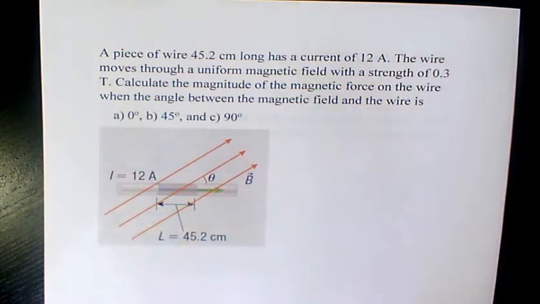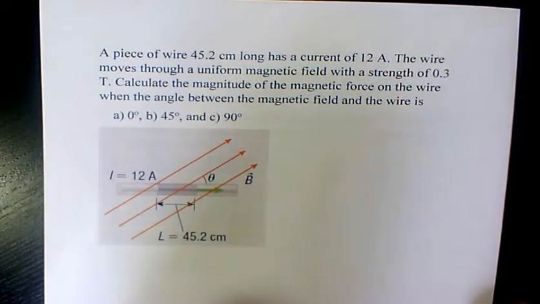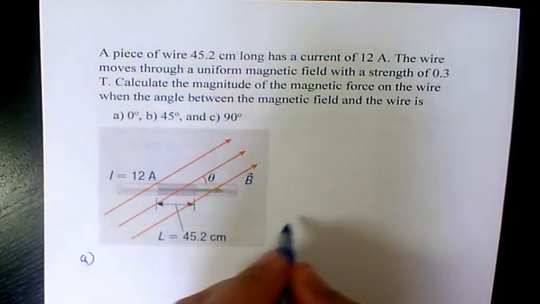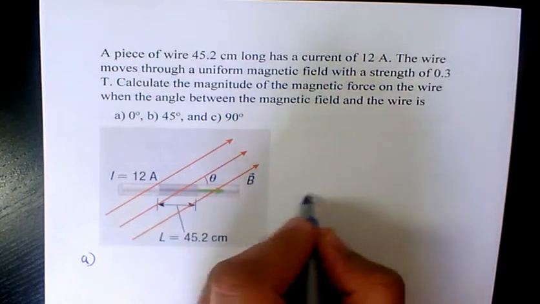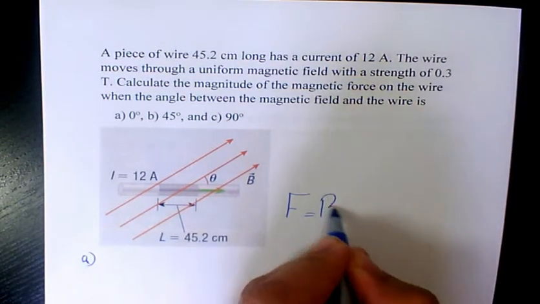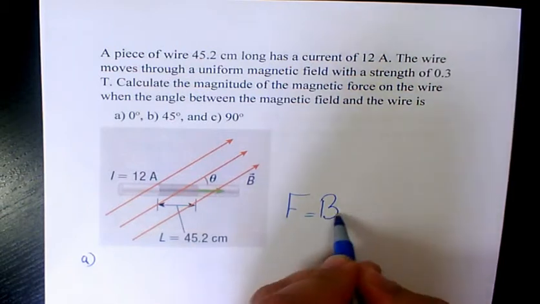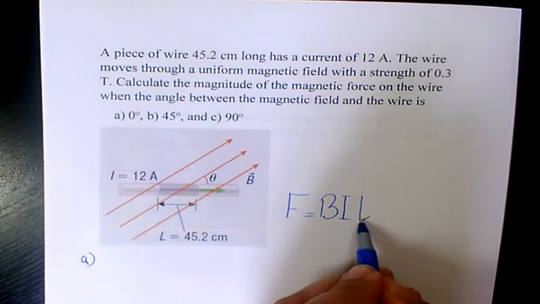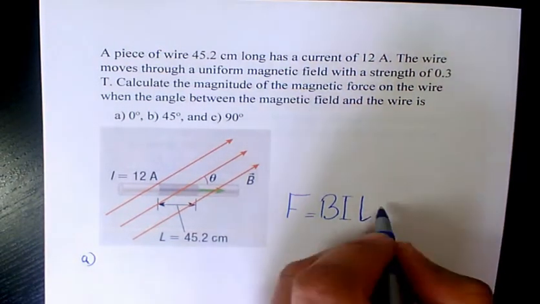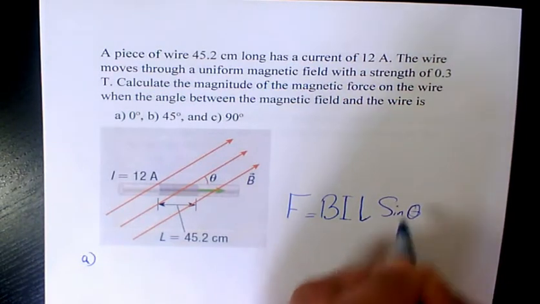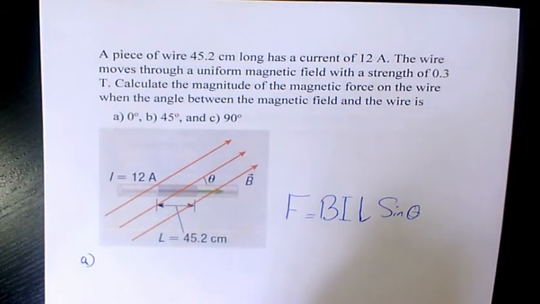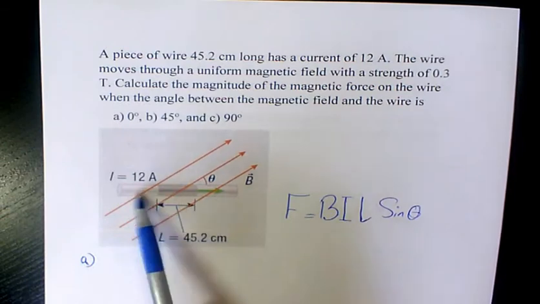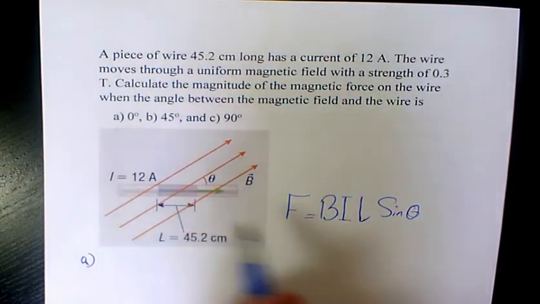So we need to calculate the magnetic force in 3 different conditions. So let's start with part A. In order to find magnetic force, we need to use this formula. F equals B, which is magnetic field strength, times I, which is the electric current in terms of amps, L, which is the length of the wire, and then sine theta. Theta is the angle between B, which is the magnetic field direction, and the direction of I, or direction of wire, which is going to be the same thing.